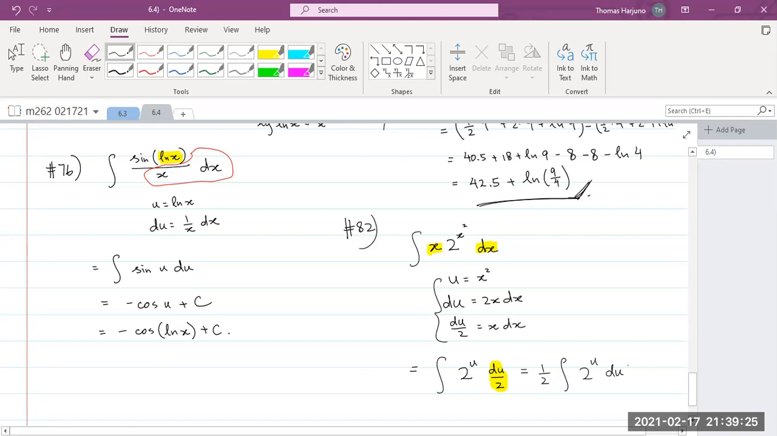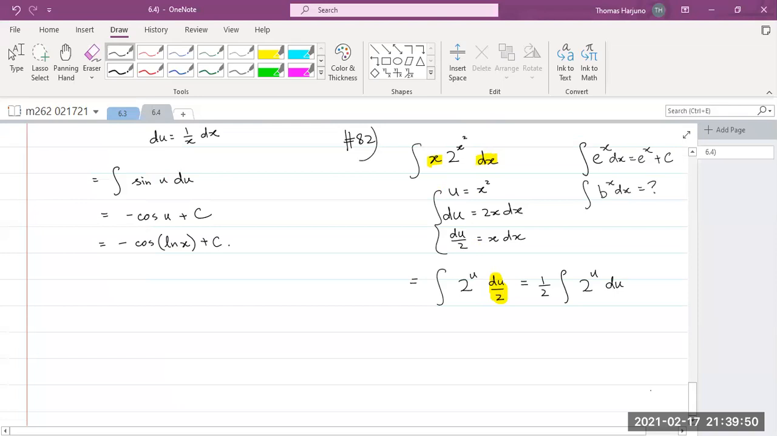But here we have some issue. What is the integral of b to the x? We know the integral of e to the x is e to the x plus a constant, right? But what happens if we change the base? What will that be? That's actually a question we're supposed to answer first. Let's do that first.